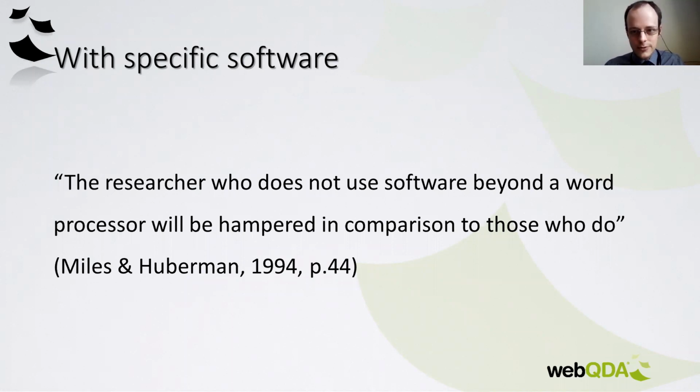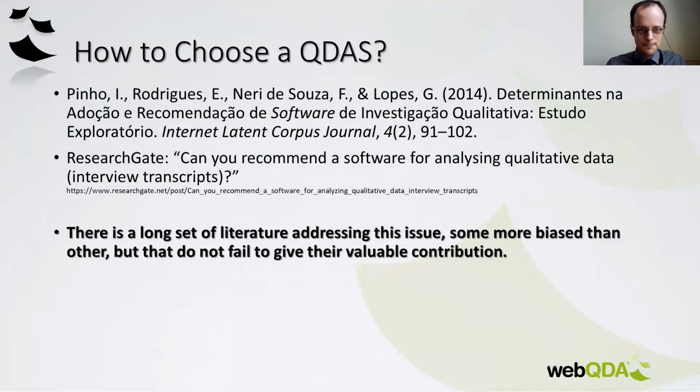We could try to use Microsoft Word or its OpenOffice or Google Docs alternatives to try to organize our data in tables. But we would be at a serious disadvantage. We would be hampered, as they said, in comparison to those who use more specialized options. But then how do we choose one? If there are so many different qualitative data analysis software options, how can we choose one?